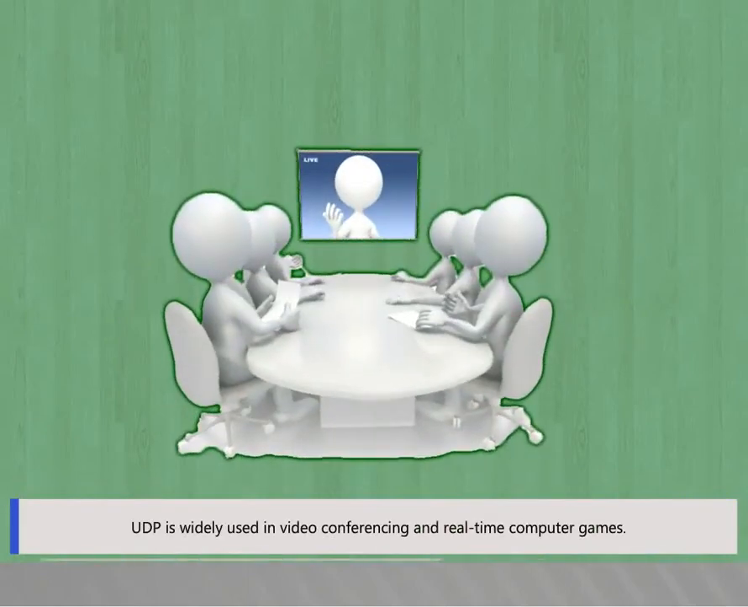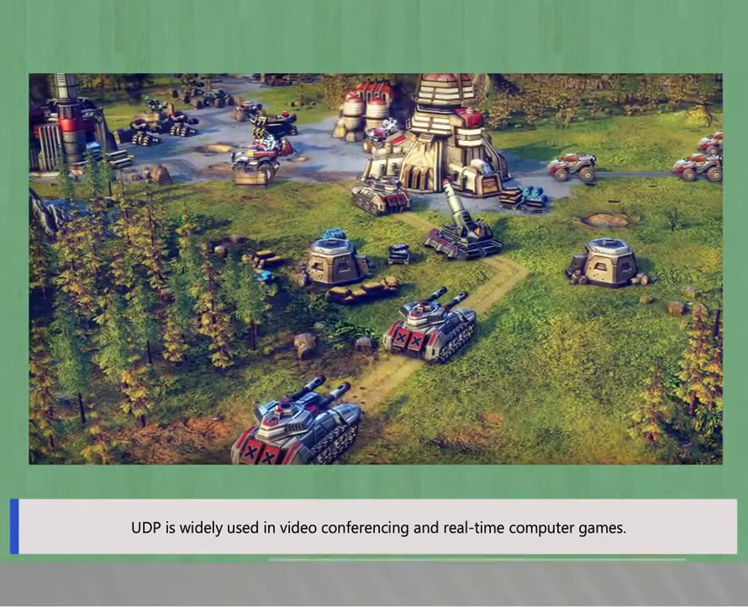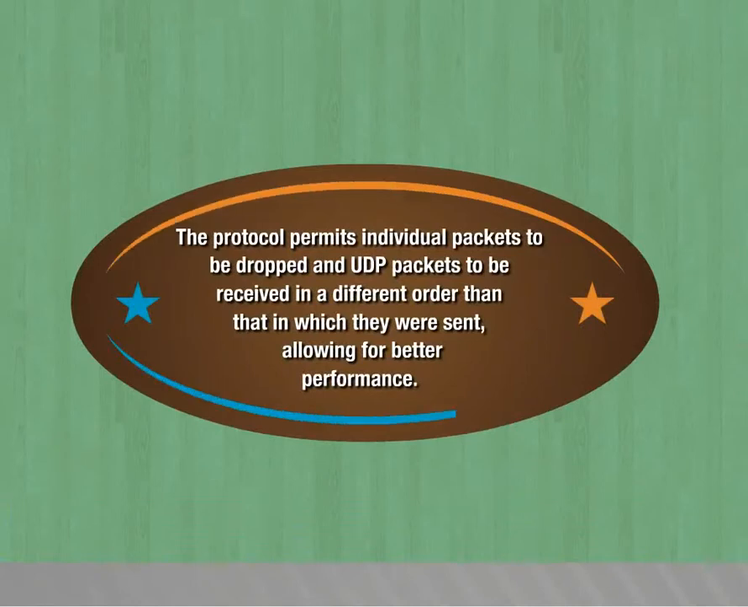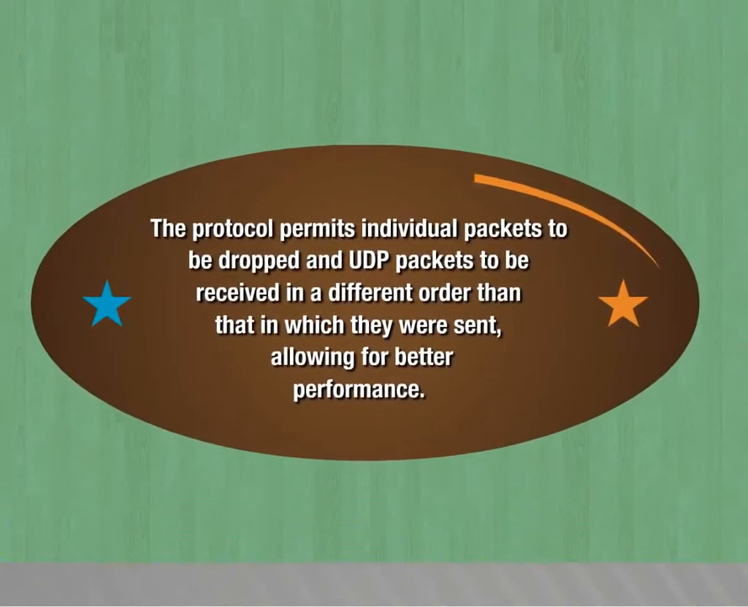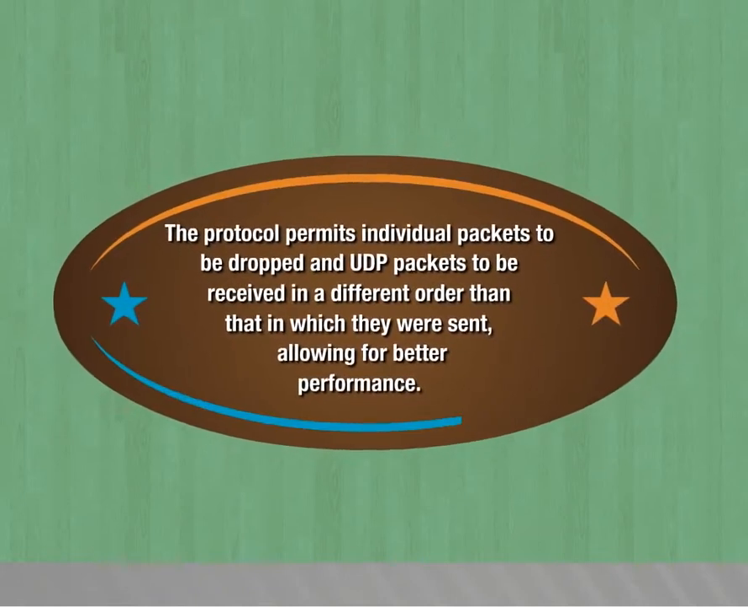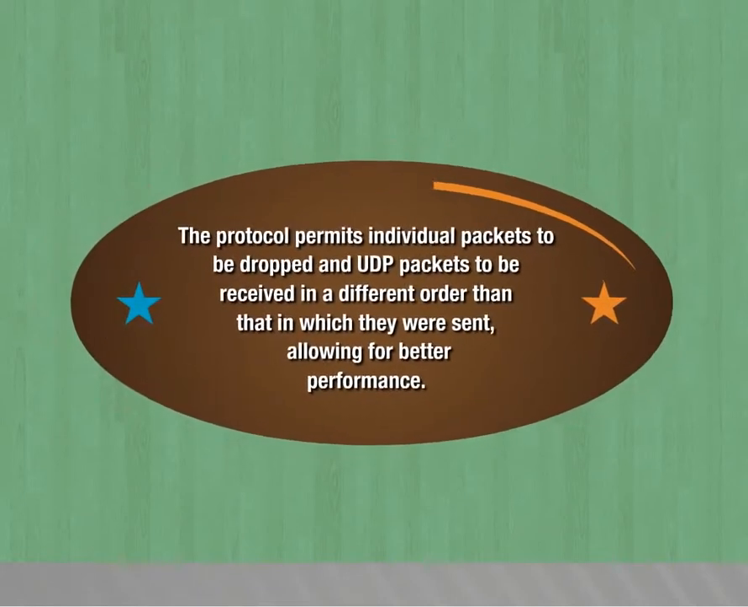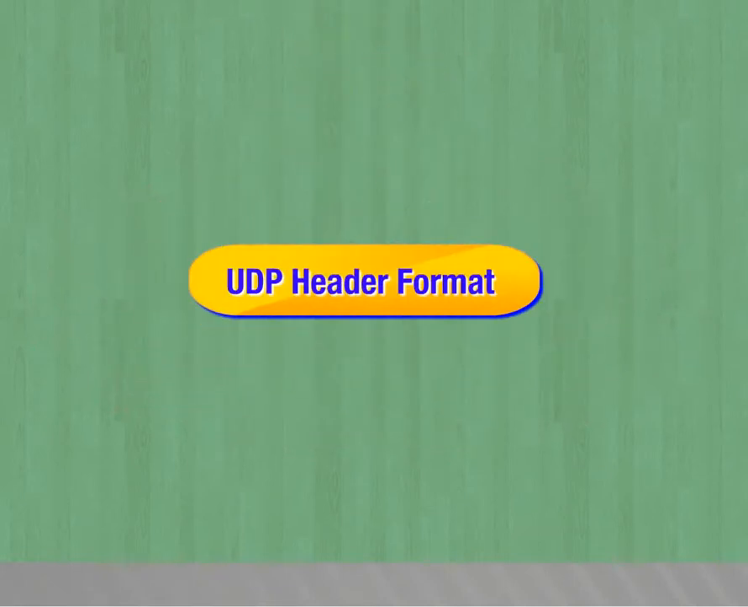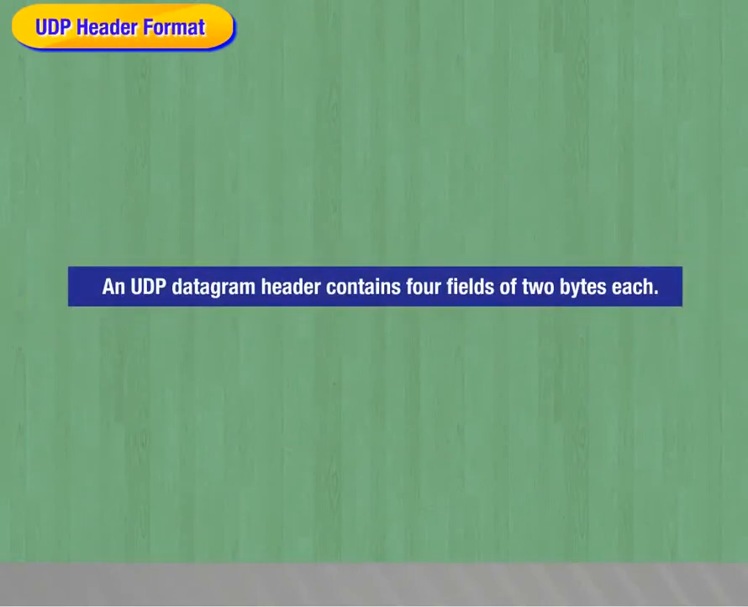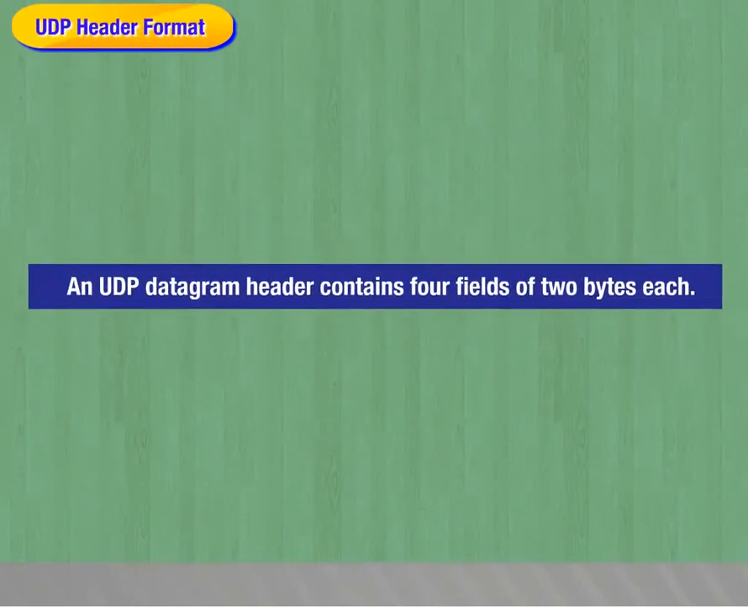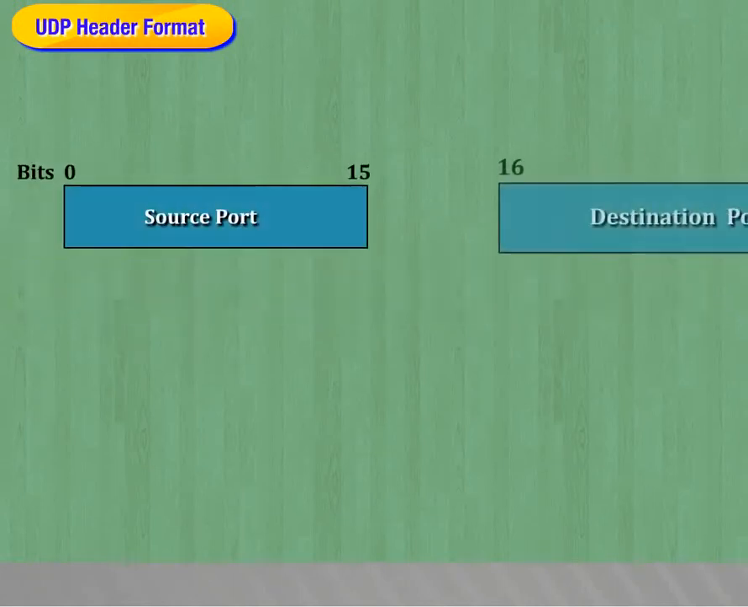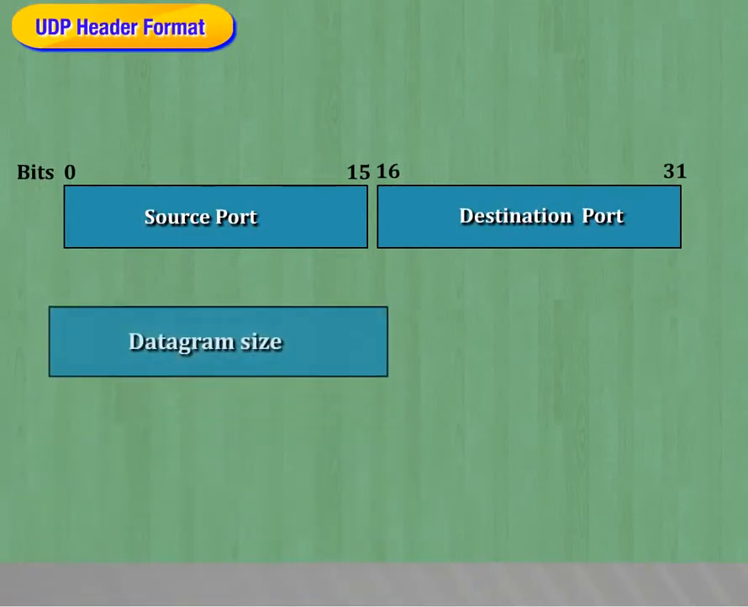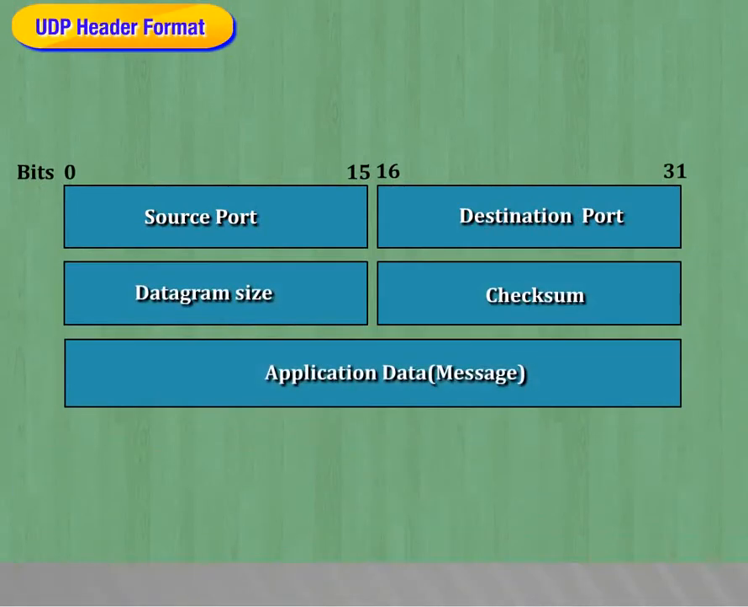UDP is widely used in video conferencing and real-time computer games. The protocol permits individual packets to be dropped and UDP packets to be received in a different order than that in which they were sent, allowing for better performance. UDP header format. A UDP datagram header contains 4 fields of 2 bytes each: source port number, destination port number, datagram size, checksum.